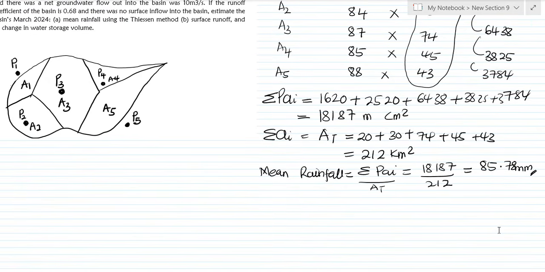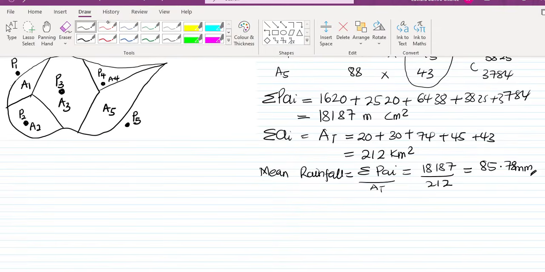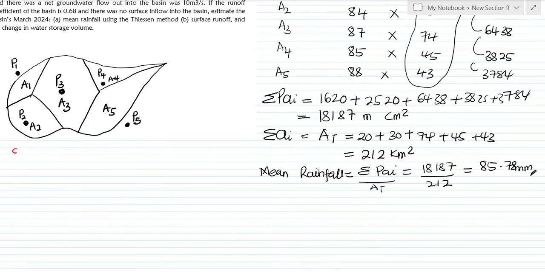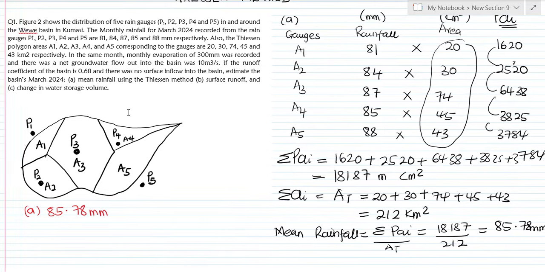So this is the amount of rainfall. Have you gotten that? Let me write it here. So the amount of rainfall is 85.78 millimeters. Have you gotten that? Now the next question is asking us to find what?